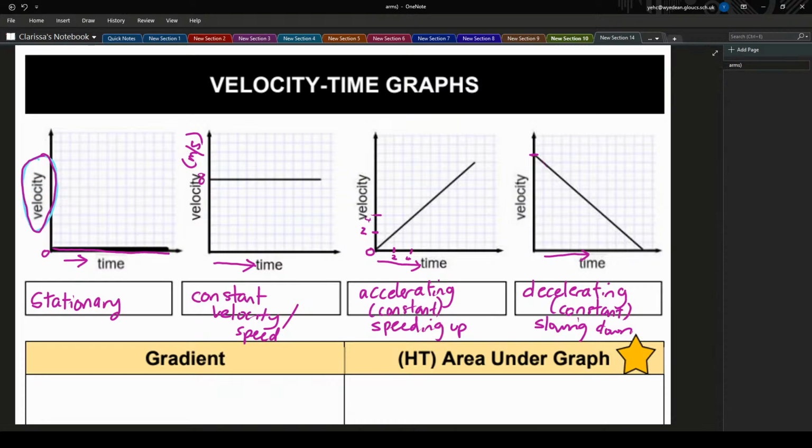Just as a quick recap of distance time graphs.